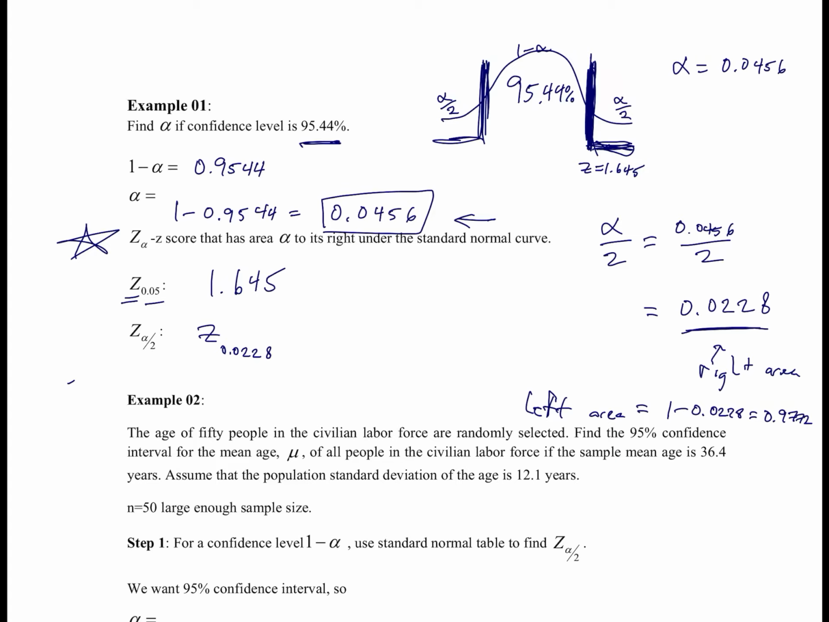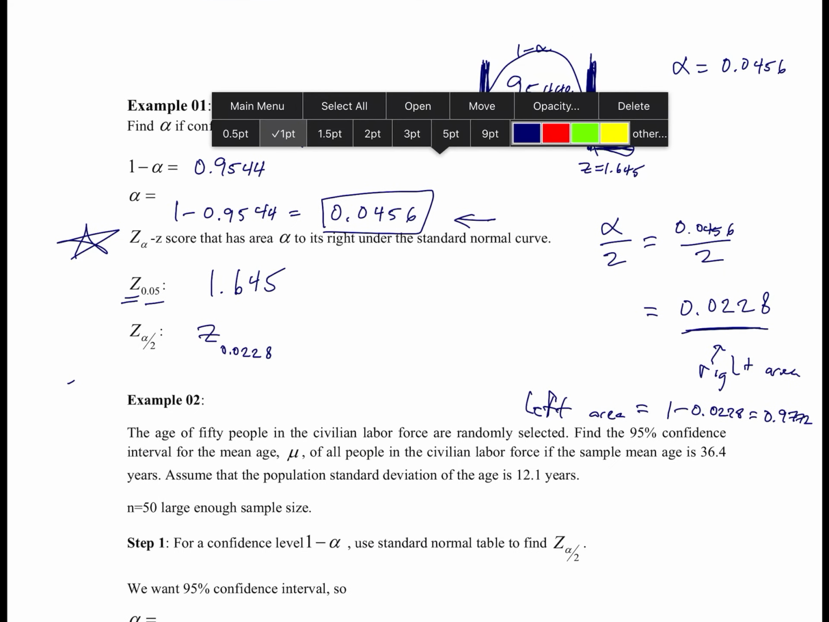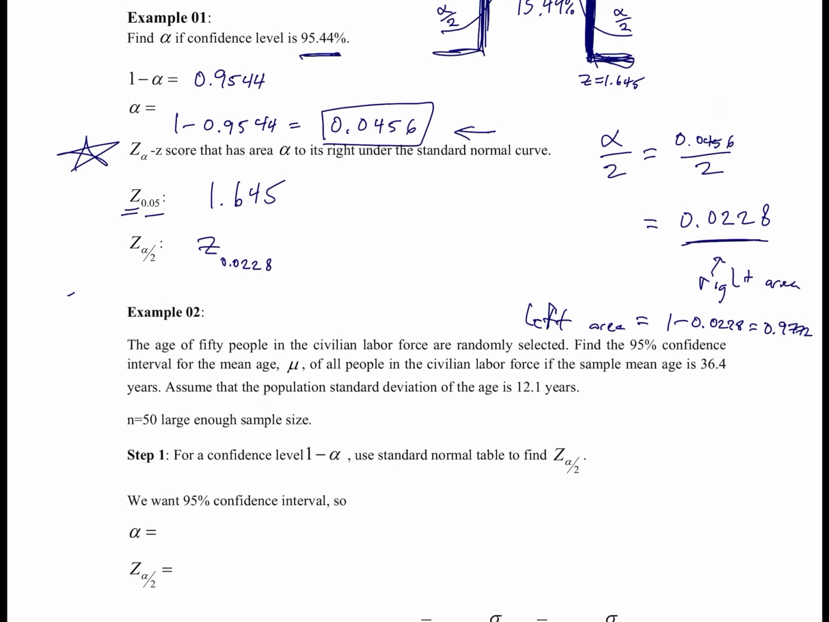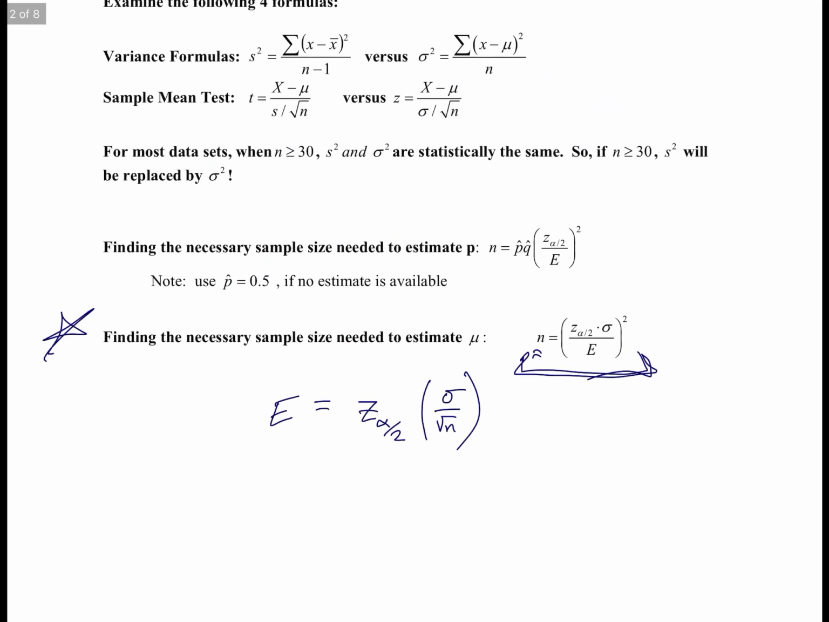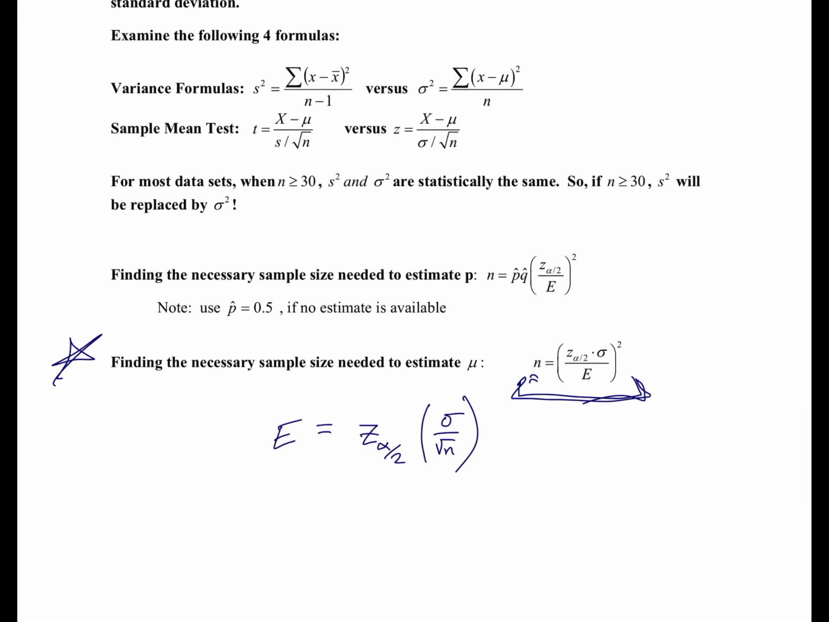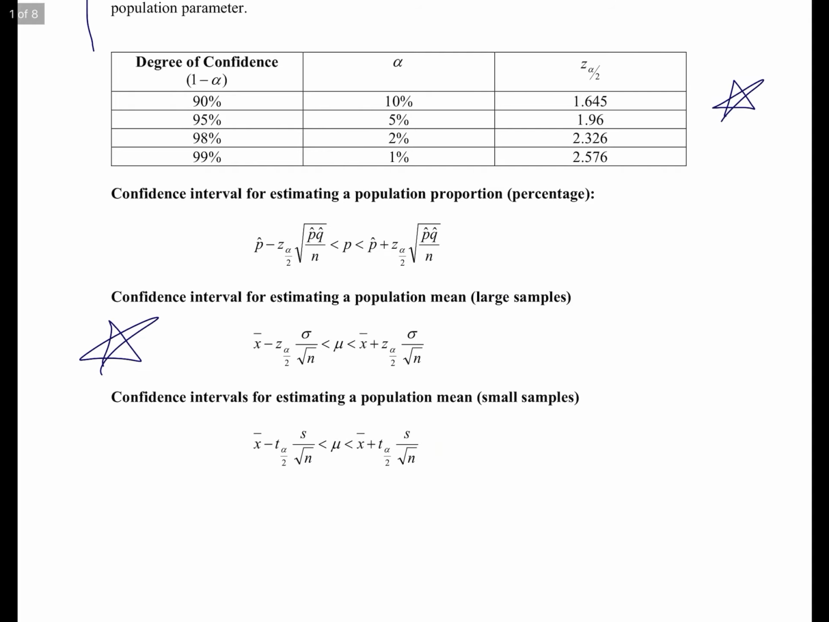So we want a left area of 0.9772. So I will pull up the table. Whoops. Oh no. Sorry about this. Still getting a little bit used to the setup here.